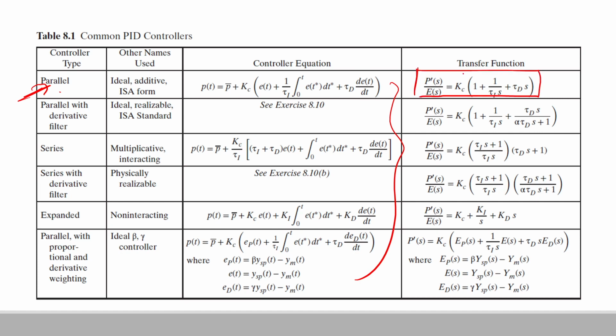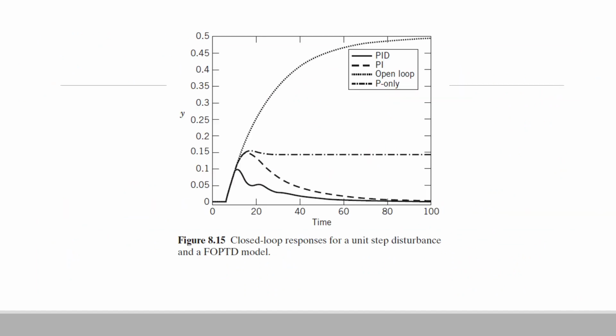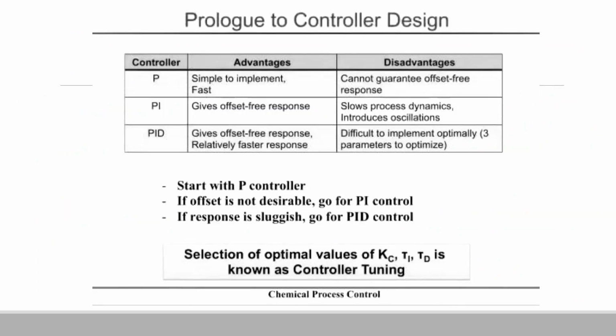Then we can add a filter to overcome this derivative action, so that is provided over here. Similarly, there is this other form, but we only need to study this parallel form of the PID controller. So this is the slide from the lecture. Over here we are just comparing each of these three controllers.